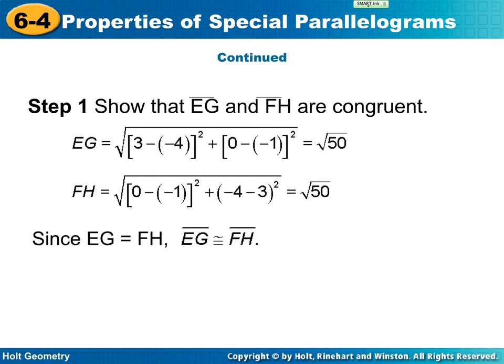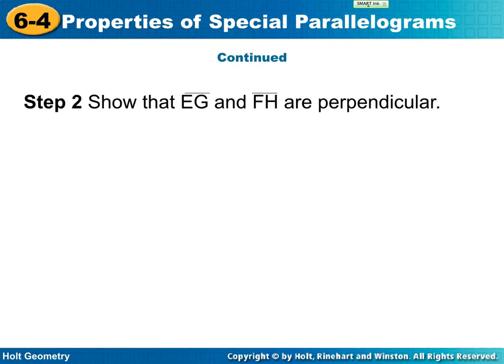Okay, another part, we said perpendicular. We were going to use what formula? Slope. So ready for the next screen? Second step, show that the diagonals, EG and FH, are perpendicular. And you're going to write use what formula? Slope. Use the slope formula. So the second step is showing they're perpendicular using slope.